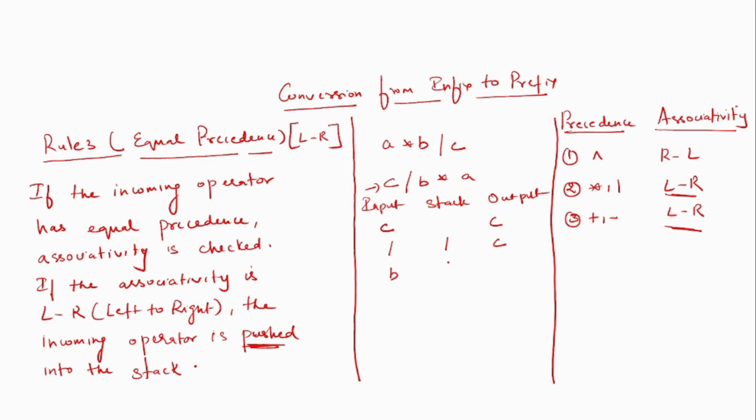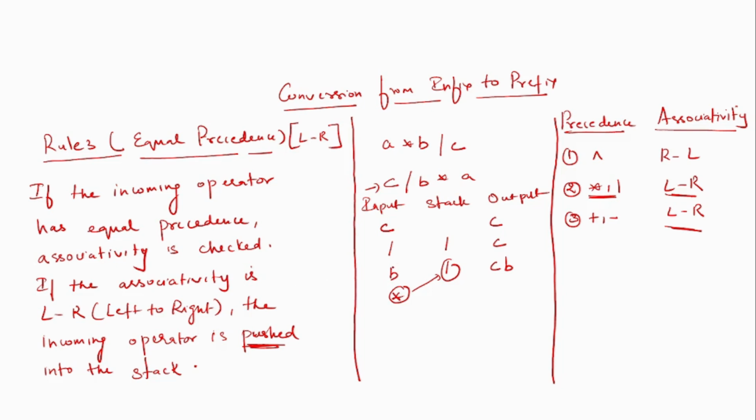Now B is not an operator. Division remains as it is. C, B, and then comes star. Now this is where our rule 3 applies. If the incoming operator star has equal precedence with the operator in the stack, that is division. As we can see here, star and division both have equal precedence. The precedence is 2.